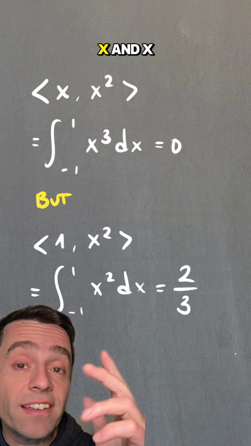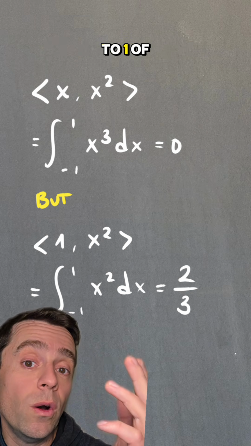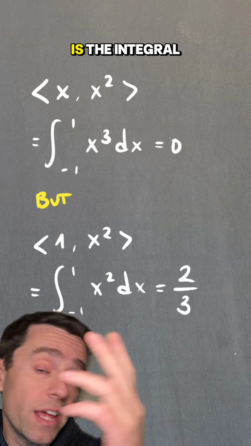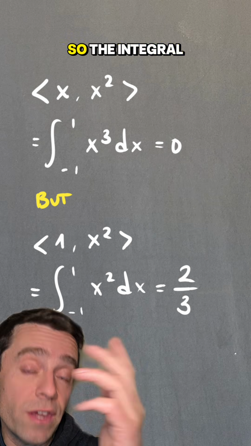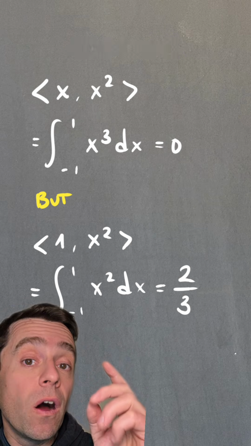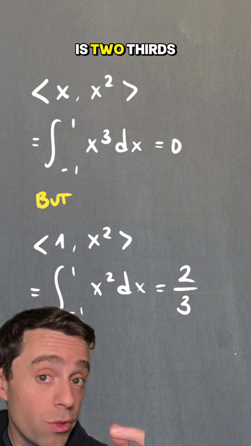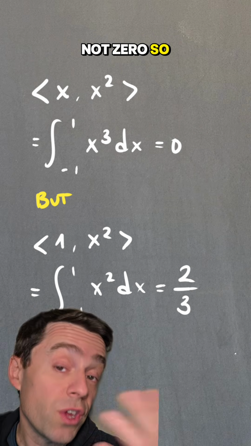Similarly, the vectors x and x squared are orthogonal because the integral from -1 to 1 of x times x squared is the integral of another odd function, so the integral is 0. However, the vectors 1 and x squared are not orthogonal with respect to this inner product because that integral is 2/3, non-zero. So here's a question for you.